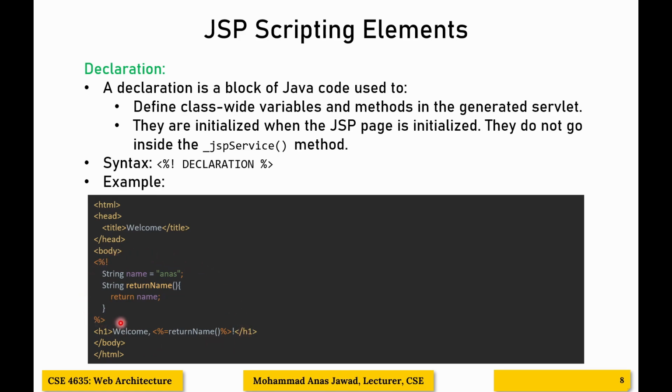Okay, so since this method and this variable are defined inside the declaration tag, this will only be initialized once at the beginning of the JSP page's lifecycle. Even if this page is requested 10 times, this variable and this method will not be initialized 10 times. They will only be initialized only once at the beginning of this JSP page's lifecycle. Okay?